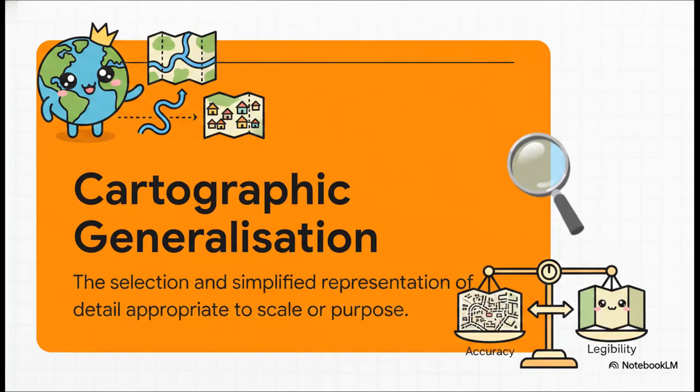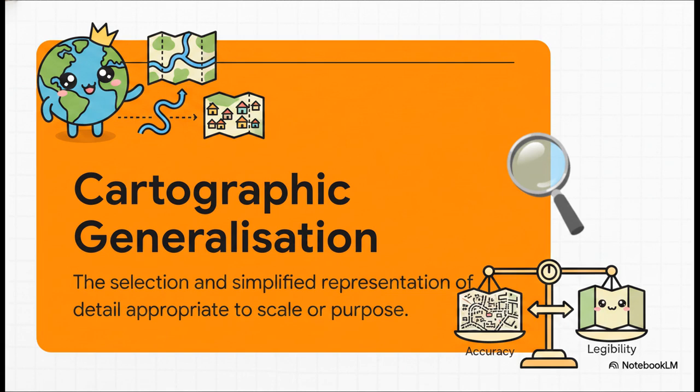So the International Cartographic Association gives us this really solid baseline to work from. They define cartographic generalization as the selection and simplified representation of detail appropriate to the scale and/or the purpose of a map. The real takeaway here is that generalization is a total balancing act. You are constantly negotiating between geographic accuracy and human legibility.